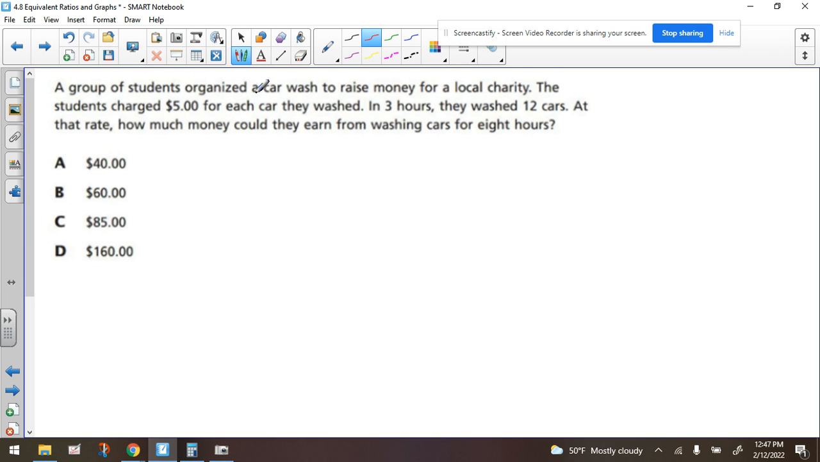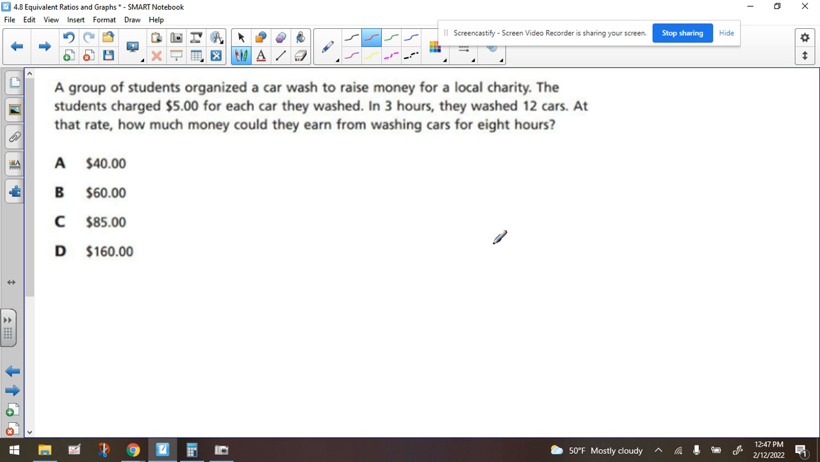A group of students organized a car wash to raise money for a local charity. The students charged $5 for each car they washed. In 3 hours, they washed 12 cars. At that rate, how much money could they earn from washing cars for 8 hours?